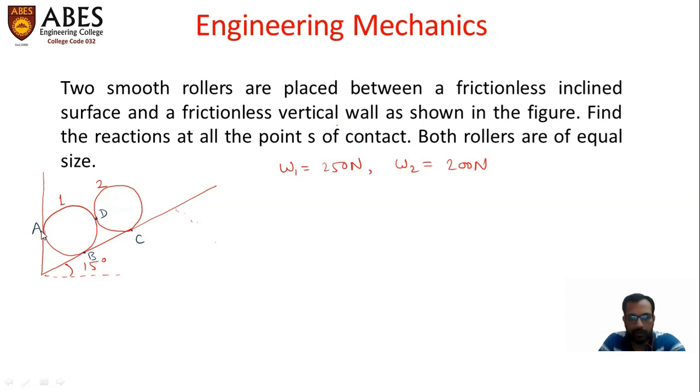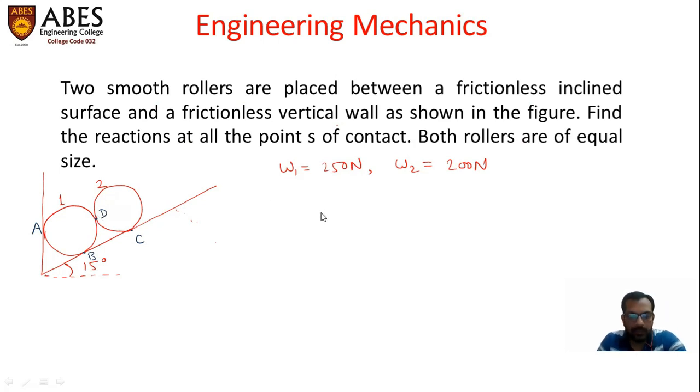A is the point of contact between the first roller and the vertical wall. B is the point of contact between the first roller and the inclined plane. C is the point of contact between the second roller and the inclined plane. And D is the mutual point of contact between these two rollers.